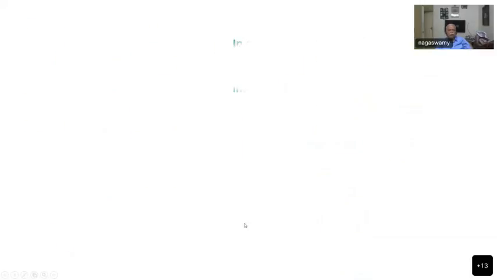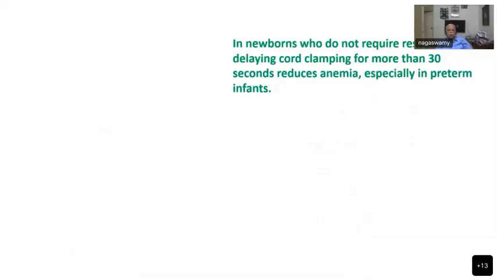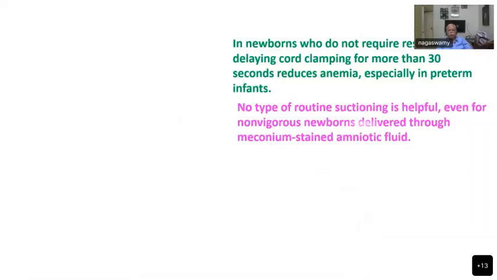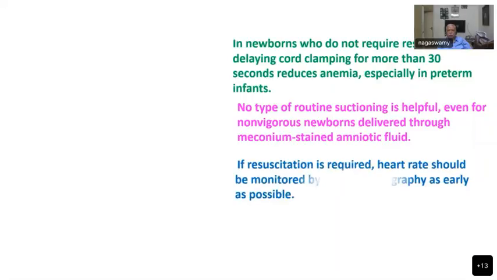Then in newborns who do not require resuscitation, delaying the cord clamping will reduce the anemia. So more blood will be given to the baby. And no routine suctioning. Previously, they were advocating in 2010 and so on that you must routinely suction the nose, suction the mouth, and take out all the amniotic fluid or whatever the child is swallowing. That is not at all recommended now. Unless it is meconium stained, then you have to take care of that.